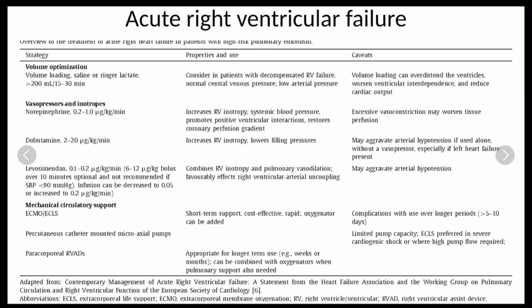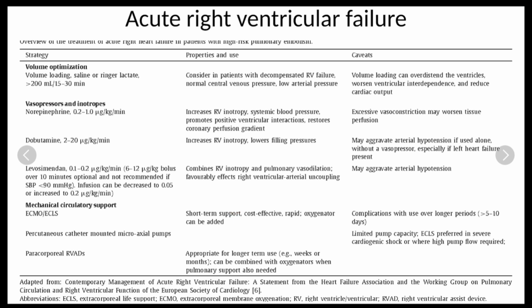Then they are talking about mechanical circulatory support. So ECMO or ECLS we can give, or a percutaneous catheter method, microaxial pump, we can provide, or paracorporeal RVADs we can give. So what is this ECMO? ECMO is extracorporeal membrane oxygenation, and ECLS is extracorporeal life support. What is the use? They are telling short-term support we can provide. These are cost-effective and a rapid oxygenator can be added to them.